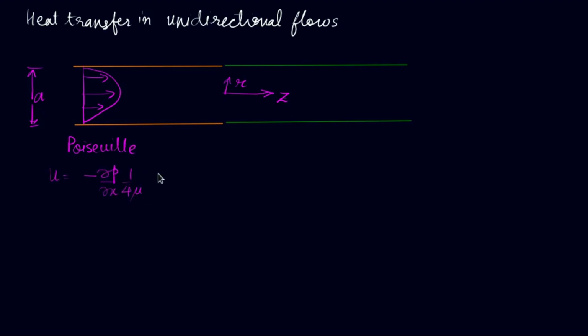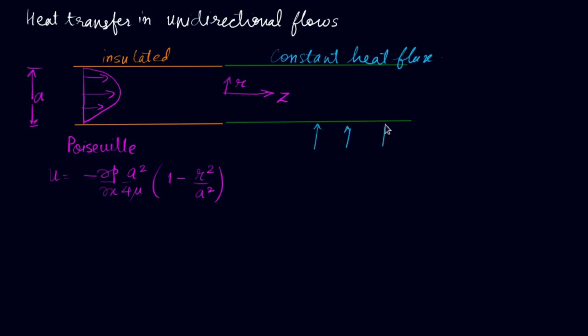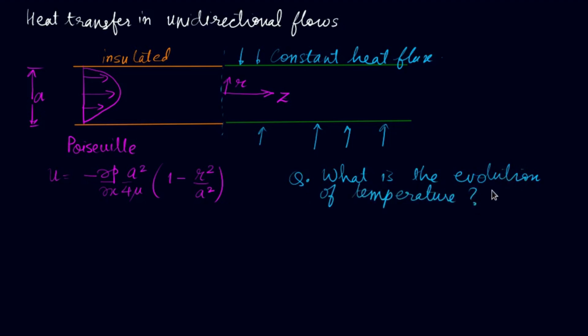After a certain point, we assume that the heat is input into the tube as a constant heat flux source. This could be, for example, a series of strip heaters which give the input flux. So the question is, what is the evolution of the temperature of the fluid flowing through the tube?